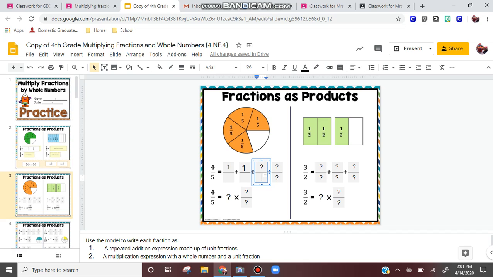Well, this one has a bottom number of 5, so the denominator is going to stay the same. And they're unit fractions, so they're all going to be 1. So you're going to put 1/5. So they're all going to be 1/5 plus 1/5 plus 1/5, which would equal 4/5, right?